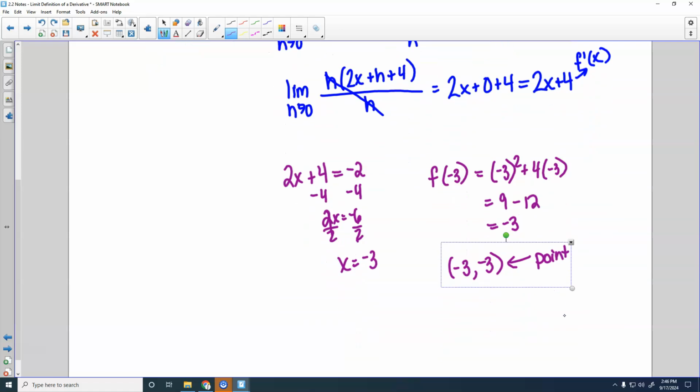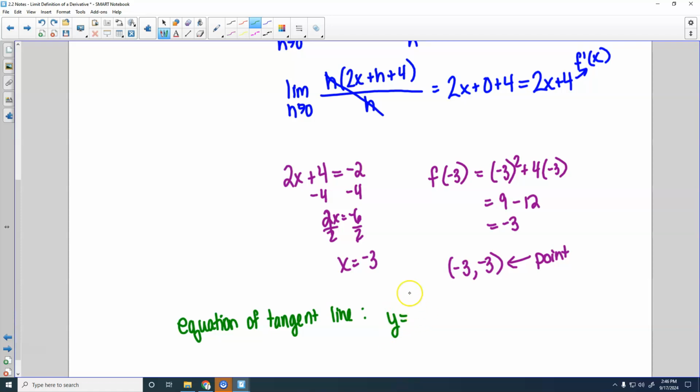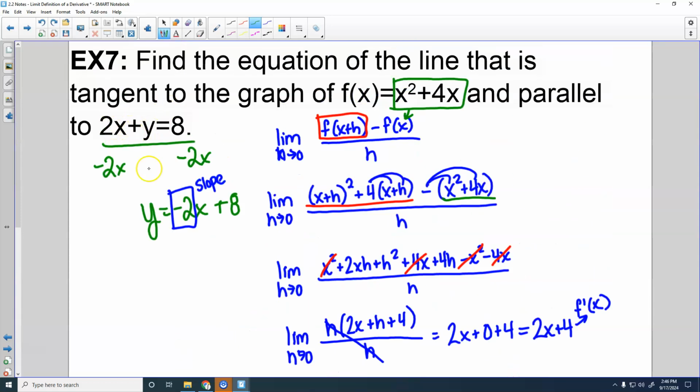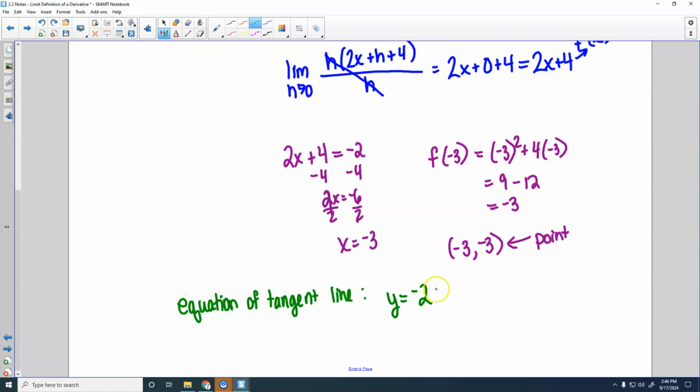And so finally, you are going to be able to write the equation of your tangent line. So the equation of your tangent line is going to be y equals, what was it, negative 2? Yeah, negative 2. Negative 2 is your slope, because the slope of this line they give you right here would be negative 2. So negative 2 times x plus 3, minus 3.